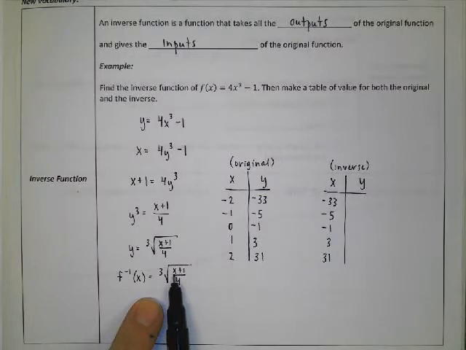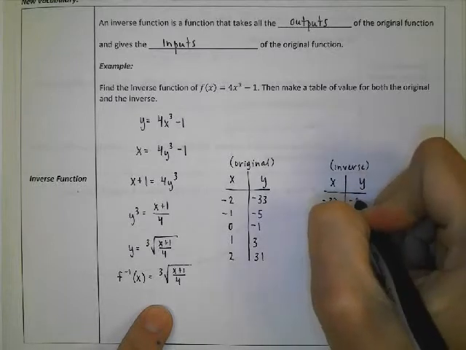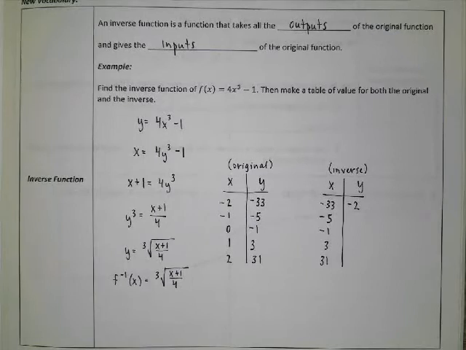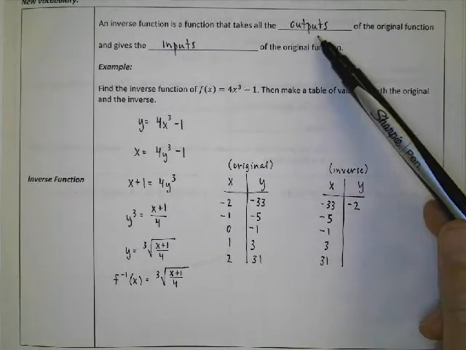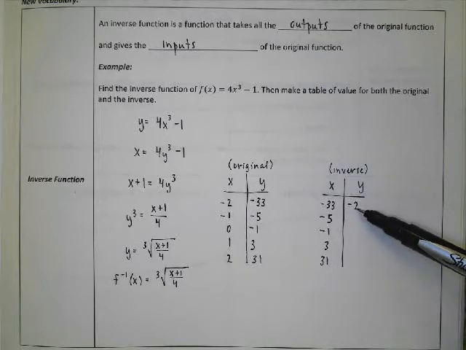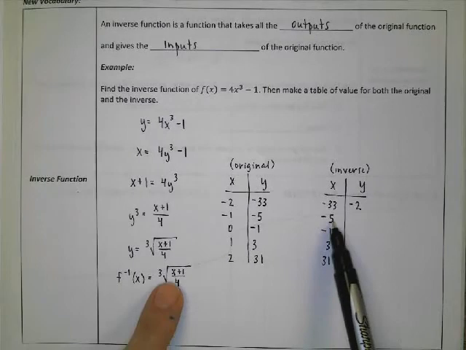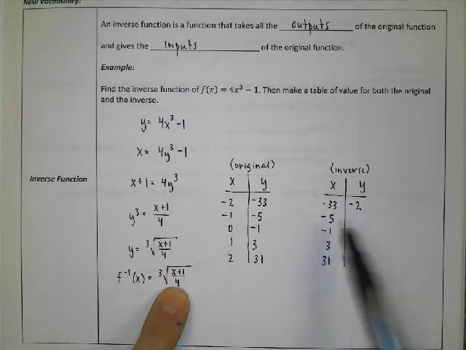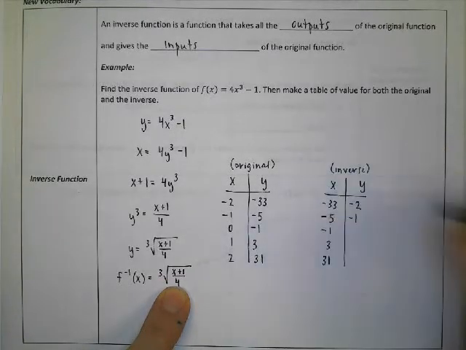So if I plug in a -33, plus 1 is a -32, divide by 4 is a -8, and the cube root of -8 is -2. And you can notice already what I expected to happen is happening. This is taking the outputs of my original, and it's giving me, as its outputs, the inputs of the original. So if I keep going with this, -5 plus 1 is a -4. Divided by 4 is a -1, and the cube root of -1 is -1.